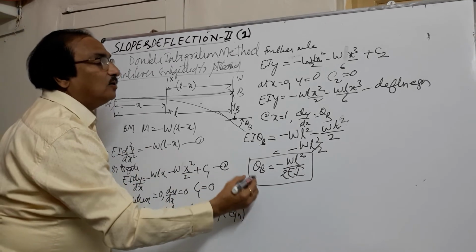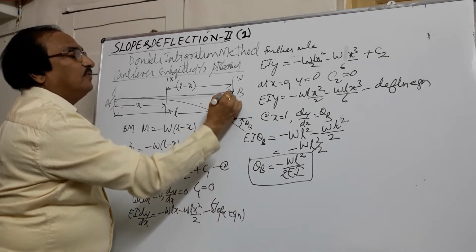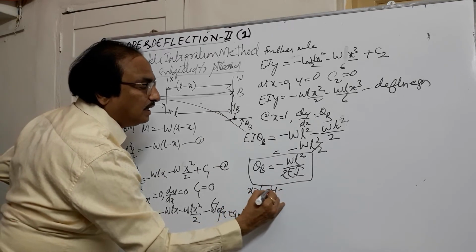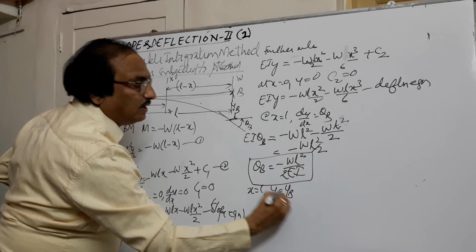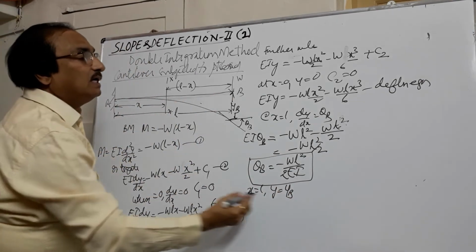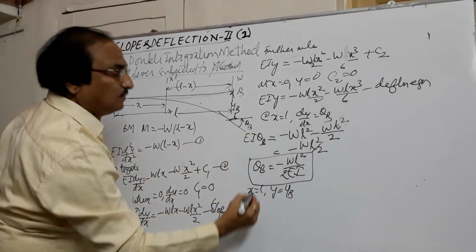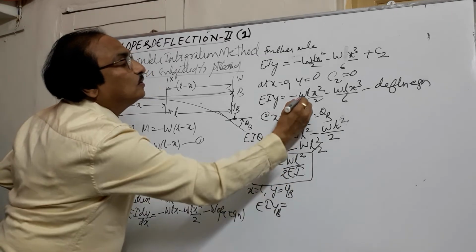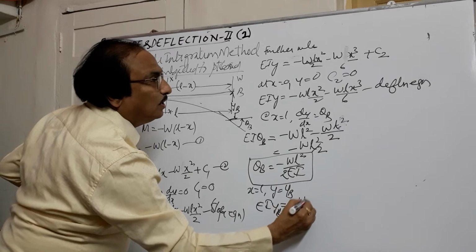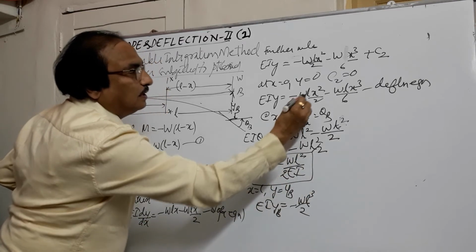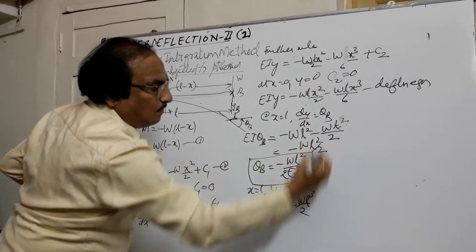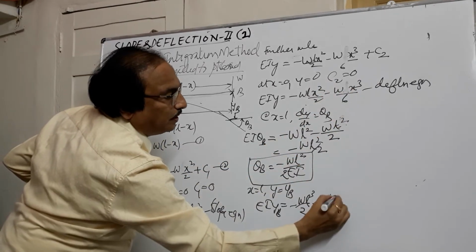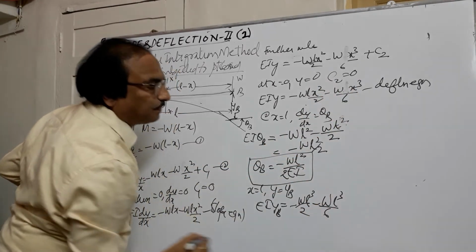Likewise, we will find the maximum deflection. Maximum deflection is at the free end. So when x is equal to L, y is equal to YB. If I substitute that in the deflection equation, EI YB is equal to minus W L into L square by 2, minus W into L cube by 6, where again the extra L is not there.